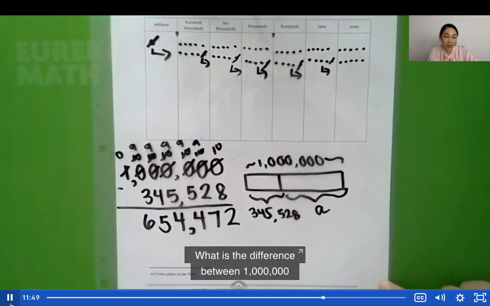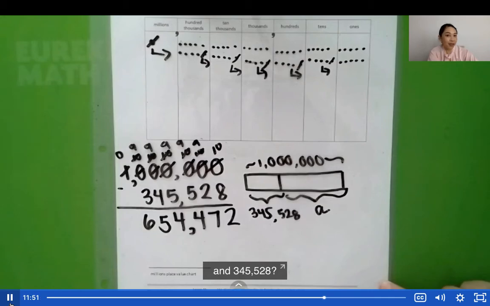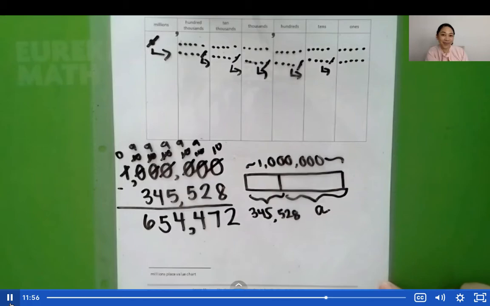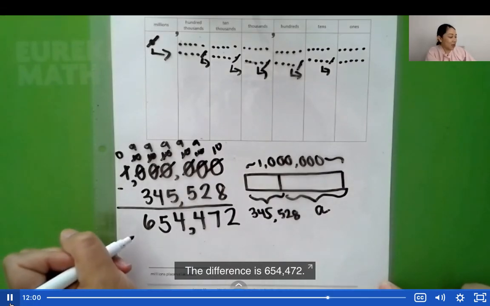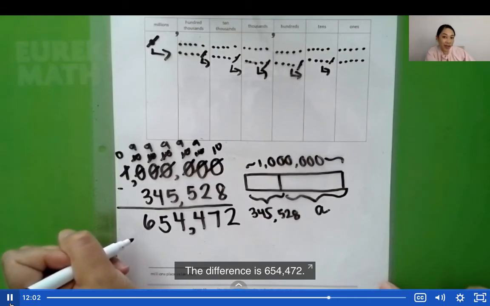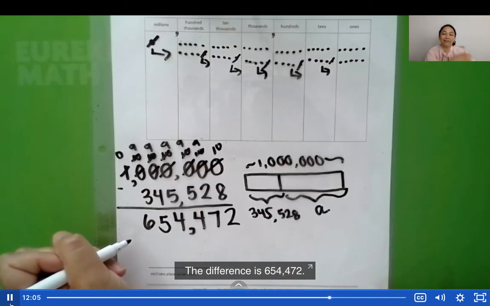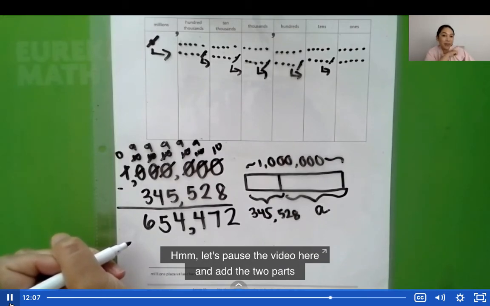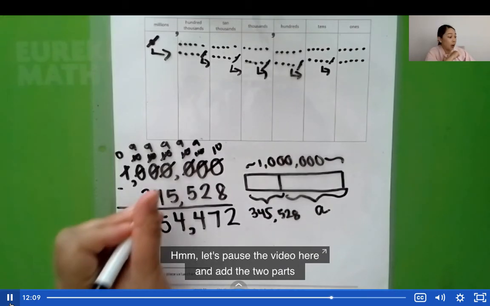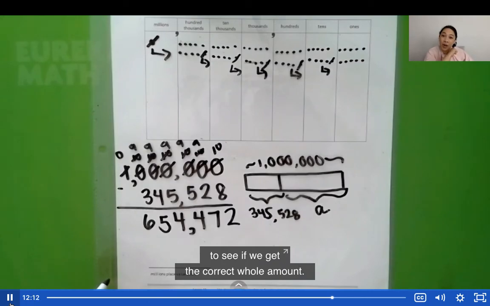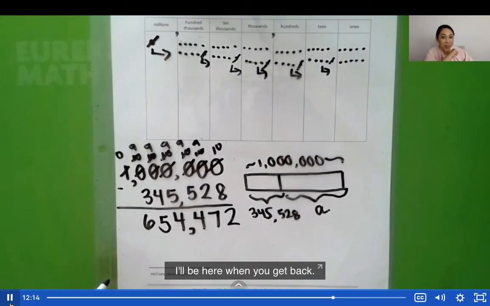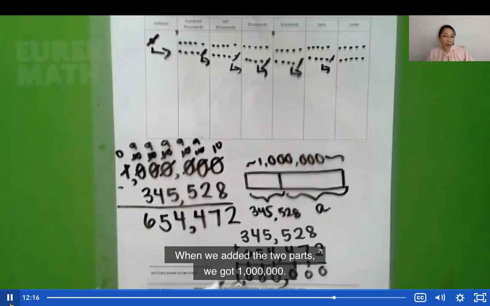What is the difference between 1,000,000 and 345,528? The difference is 654,472. Let's pause the video here and add the two parts to see if we get the correct whole amount. I'll be here when you get back. When we added the two parts, we got 1,000,000. We did it.